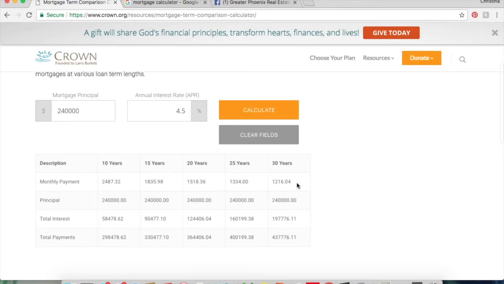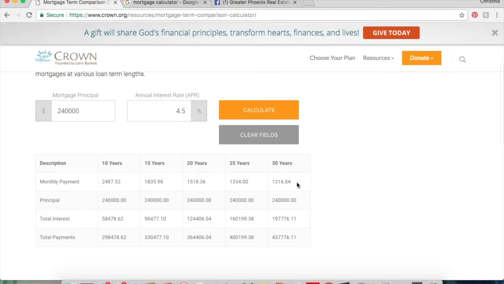So the monthly payment on a $240,000 loan with a 4.5% interest rate would be $1,216.04 per month. Now, what that includes is paying back the principal. So remember, the principal is how much you owe. That includes paying back the full $240,000, and that includes paying the interest on the principal.